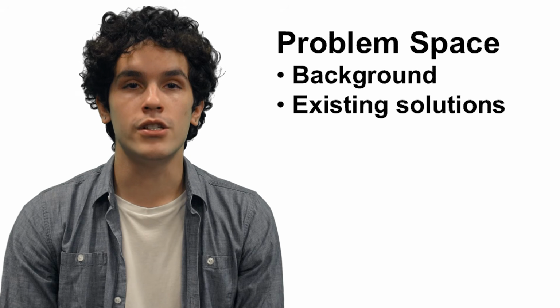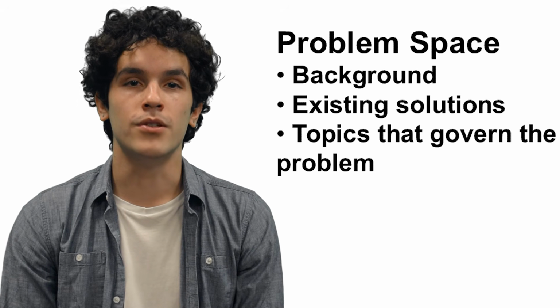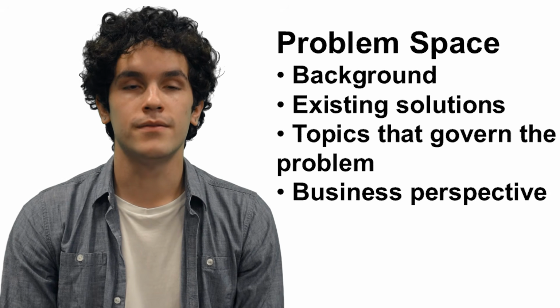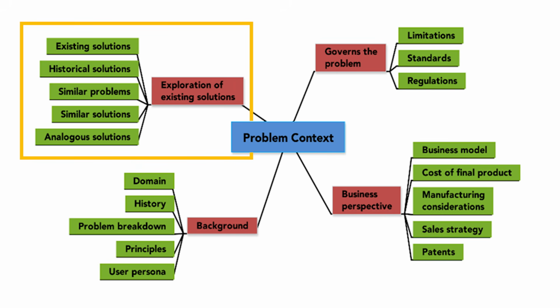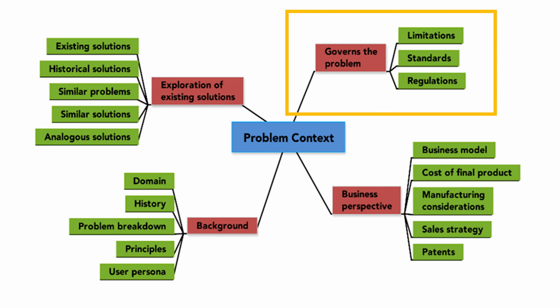To understand the problem and its context, we recommend a heuristic that breaks the problem space down to 4 areas, including relevant background information, existing solutions, topics that govern the problem, and the business perspective. The diagram or map shown here is a heuristic that organizes the research into 4 quadrants.